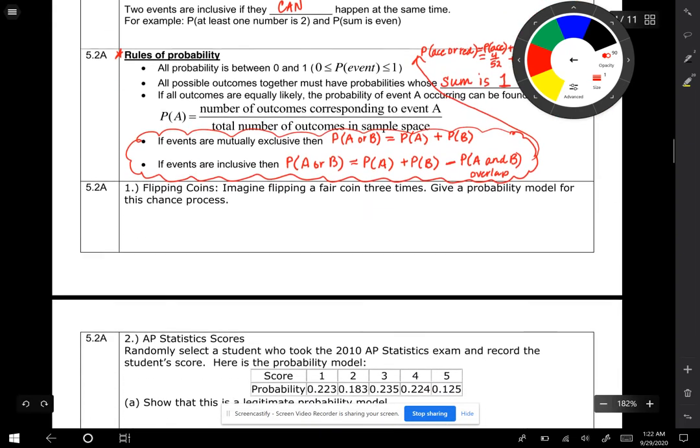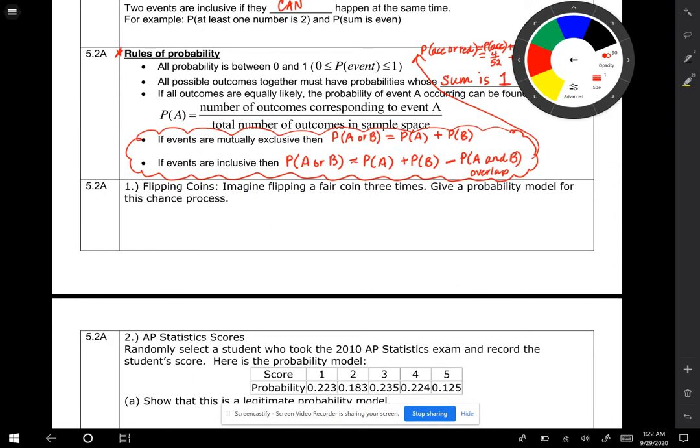All right, let's do an example. For flipping coins, imagine flipping a fair coin 3 times. Give a probability model for this chance process.